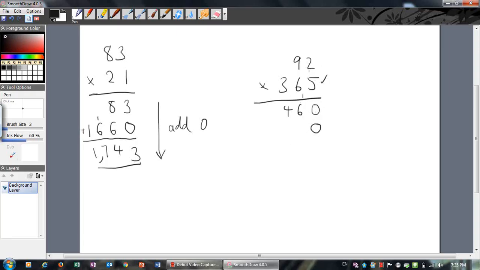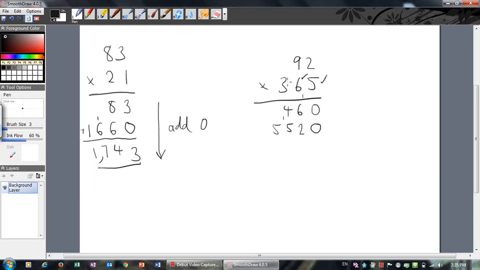Okay, let's do it. Let's multiply by 6. 2 times 6 is 12, so put a 2 there and remember the 1. Then we go 9 times 6. 9 times 6 is 54, plus this 1 is 55. That's the second row. So now we've multiplied by that 6.